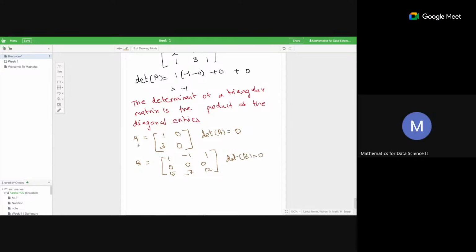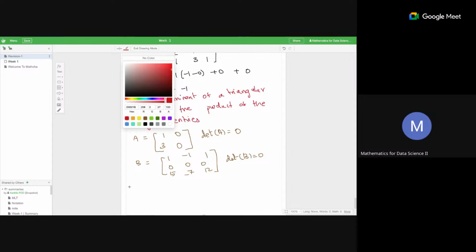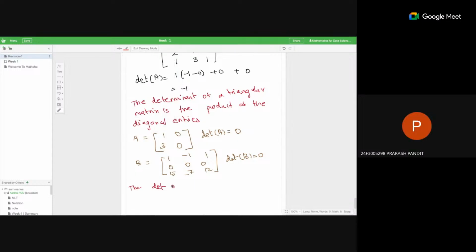So the determinant is again going to be 0, right? So from this, what can you observe? That the determinant of a matrix with a 0 row or column is 0. Okay, fine.